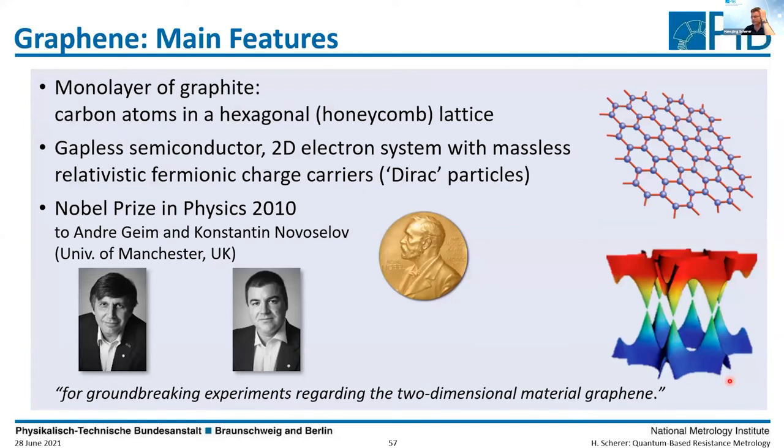For graphene, this is just an introductory slide. I think I do not need to say much about this graphene. This monolayer of graphite is a gapless semiconductor which provides a two-dimensional electron system with massless relativistic fermions. So Dirac particles, of course, and the Nobel Prize was also awarded for this discovery to Andre Geim and Konstantin Novoselov.